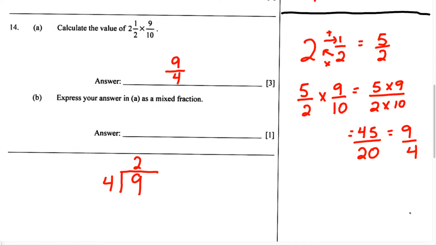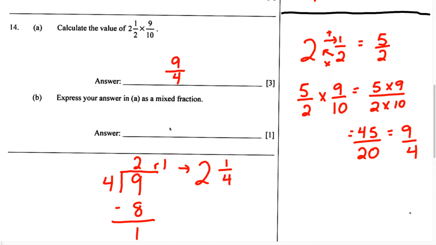4 can go into 9 2 times. 4 times 2 is going to give us 8. When we subtract this, 9 minus 8 is going to give us 1. And we know 4 cannot go into 1, so we're going to say 2, remainder 1. Now, when we write this as a mixed fraction, we're going to write 2 as the whole number. 1 is going to be the numerator for the fraction part, and we're going to write it back over the denominator, which is 4.